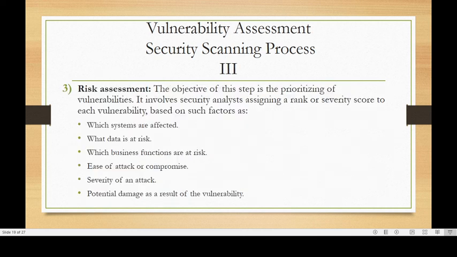After analyzing vulnerabilities, an analyst does a risk assessment. The objective here is to prioritize the levels of vulnerability. This is done through assigning a rank or severity score to each vulnerability based on the system affected, the data at risk, the business function at risk, the potential damage, inter alia. The rankings are based on the CVSS, Common Vulnerability Scoring System.